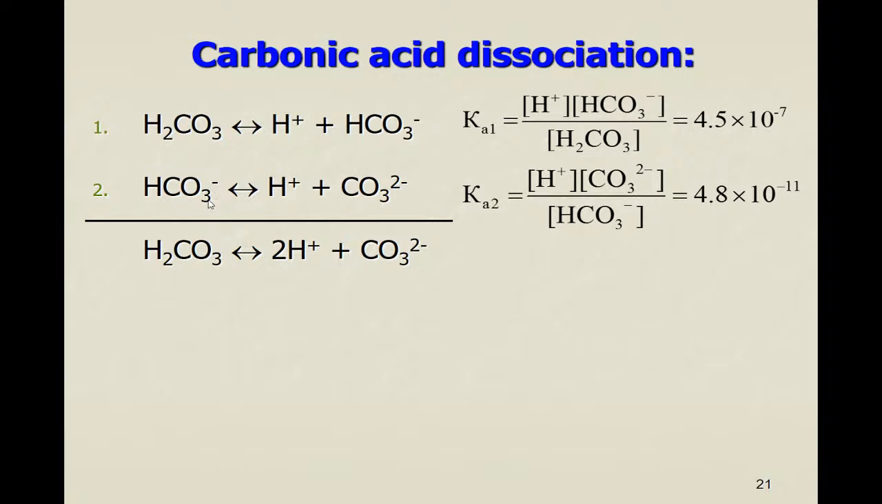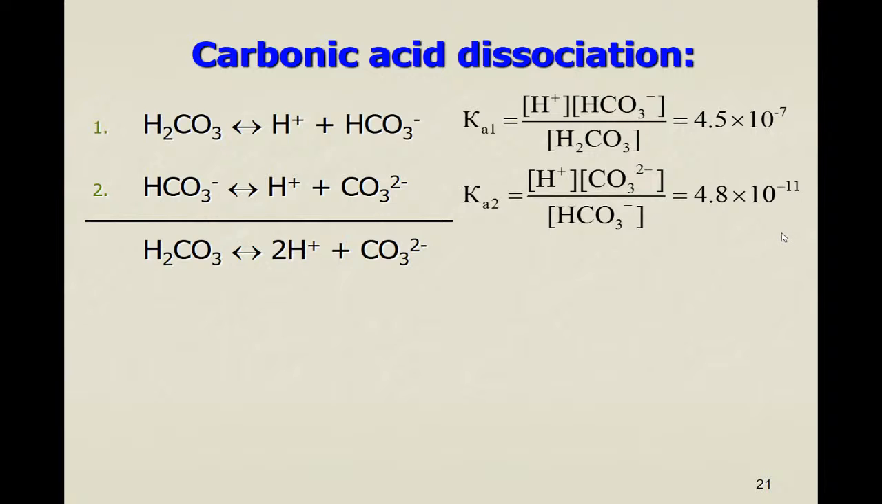Second step, the hydrogen carbonate ion also ionizes and dissociates into a proton, 1 positive, and a carbonate ion with the charge -2. So the dissociation constant, second step, is the mathematical product of the concentration of proton and carbonate ion over the undissociated hydrogen carbonate ion concentration. The value of the dissociation constant is 4.8 times 10 power negative 11. Take a look: 10 power negative 7 first step and 10 power negative 11 second. 10 power 4 times difference.